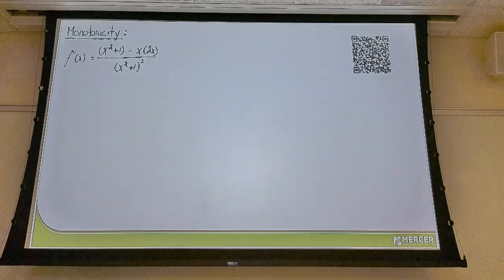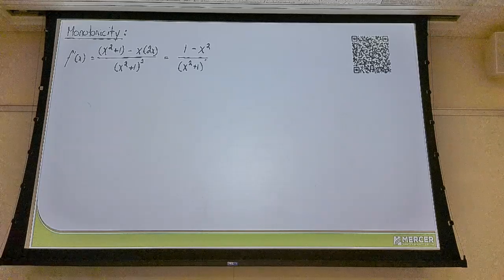Right? Low d high minus high d low, over low squared. Looks like we're going to have 1 minus x squared all over x squared plus 1 squared. Is there anywhere that is undefined? No. Nope. Not in the real plane.